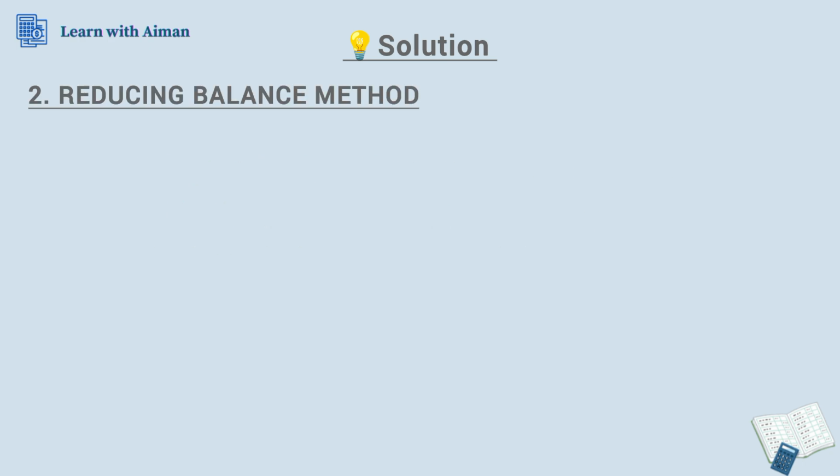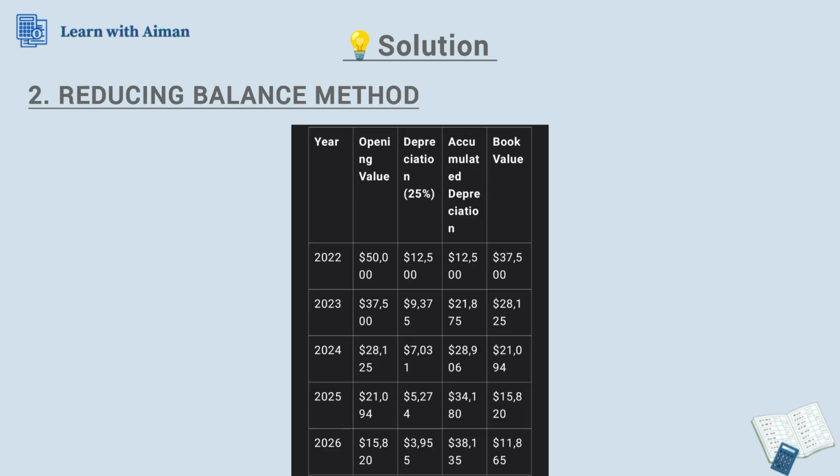Now, the reducing balance method: depreciation for the year is equal to book value at the beginning of the year multiplied by the depreciation rate. We have the depreciation rate of 25%, and we have to calculate our depreciation every year using the formula. In year 1, opening value is $50,000, depreciation is 50,000 multiplied by 25%, so $12,500. Accumulated depreciation is $12,500, and book value is $37,500.